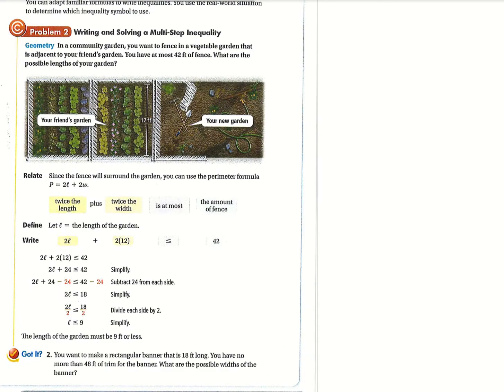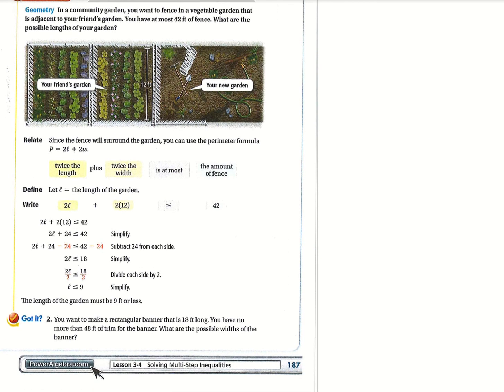The next problem is a word problem, and it's really just the same thing. It says, in a community garden, you want to fence in a vegetable garden that is adjacent to your friend's garden. You have at most 42 feet of fence. What are the possible lengths of your garden? The first thing I notice is that your friend's garden is 12 feet wide. So we have that the width is 12.